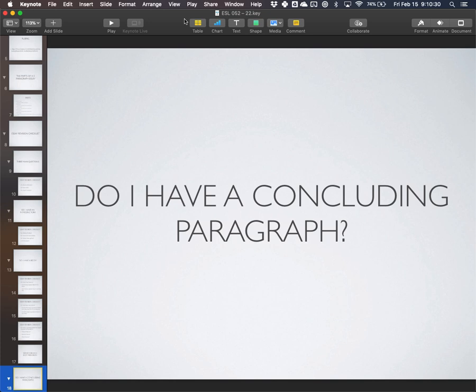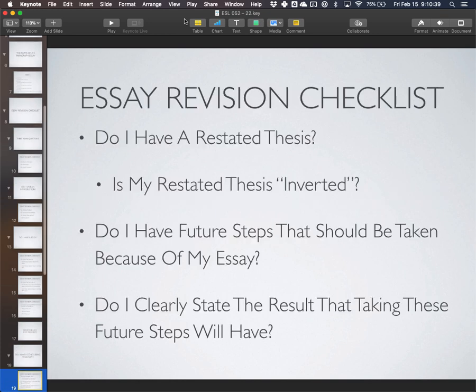Next. Concluding paragraph. This is the end. We haven't talked very much about this. This is kind of an overview, but these are kind of the components of a concluding paragraph.